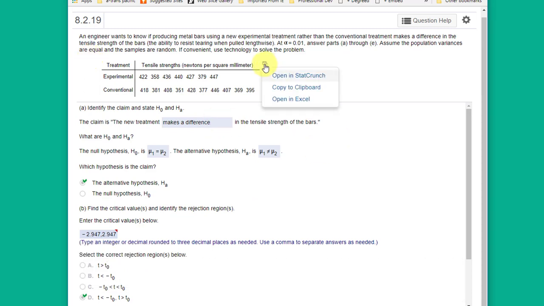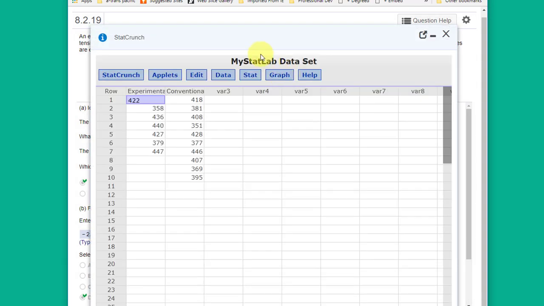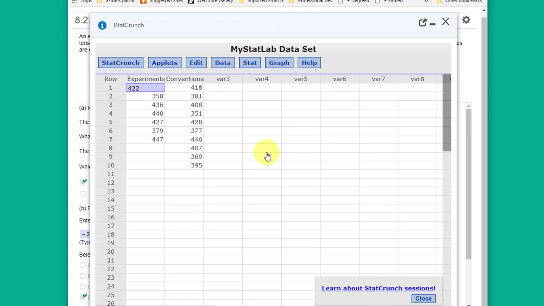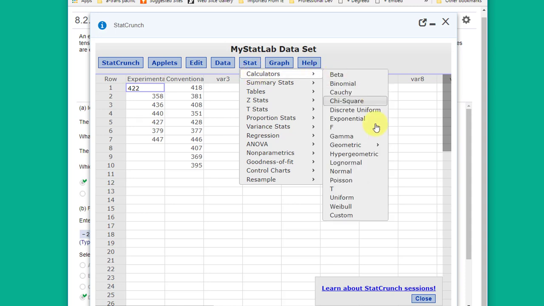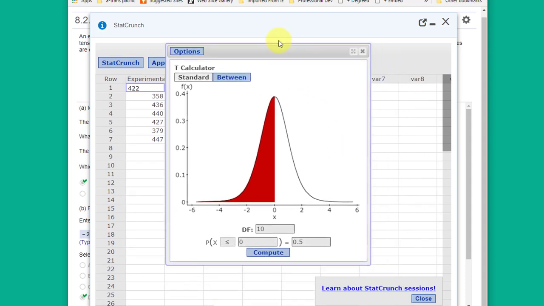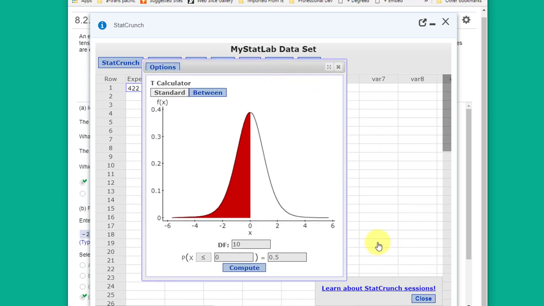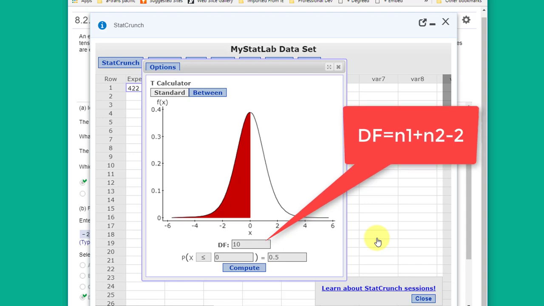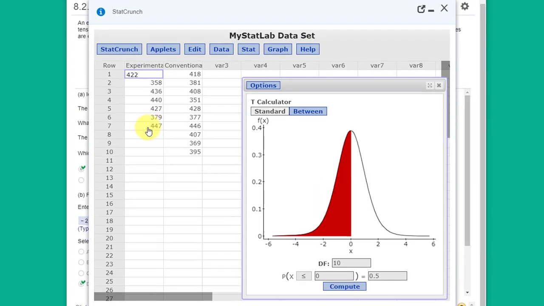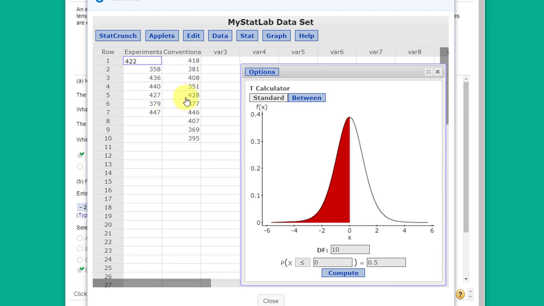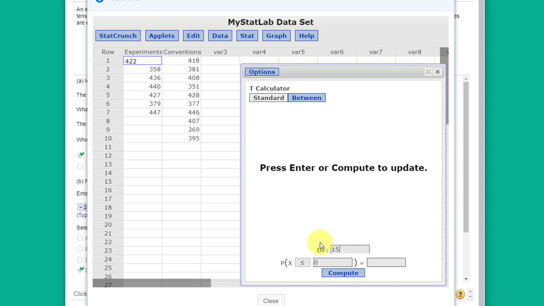Let's open this in StatCrunch. So we have our data there in StatCrunch. Okay, let's get our critical values first. We're going to Stat, Calculators, T, open up the T calculator. Now we need the degrees of freedom, and because our variances are equal, we use the formula that the degrees of freedom is equal to N1 plus N2 minus 2. And here we have 7 values of experimental, that's N1, and 10 values for conventional. So that would be 17 minus 2, or 15 for the degrees of freedom.